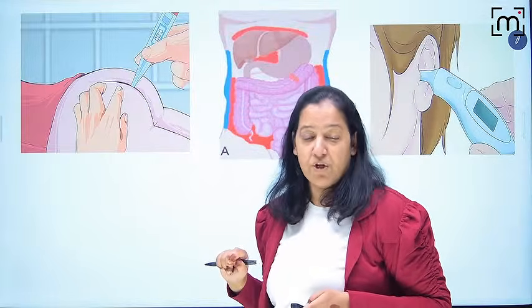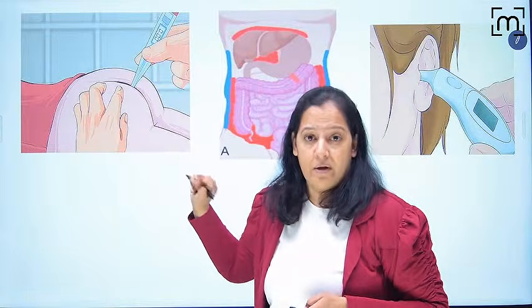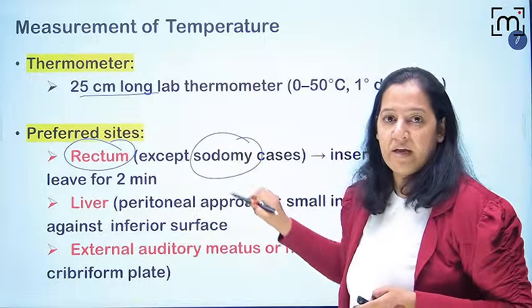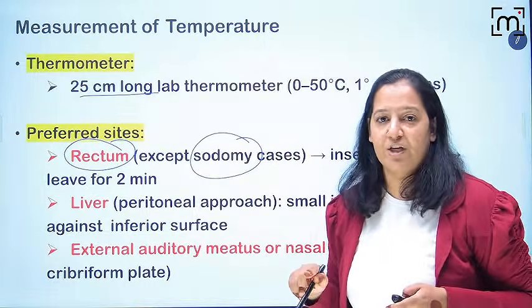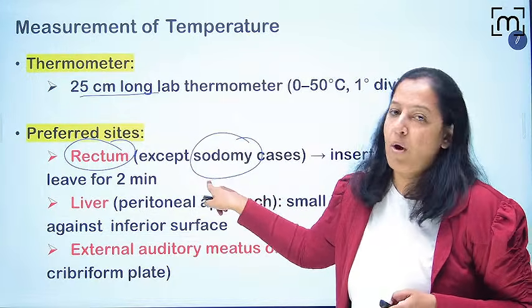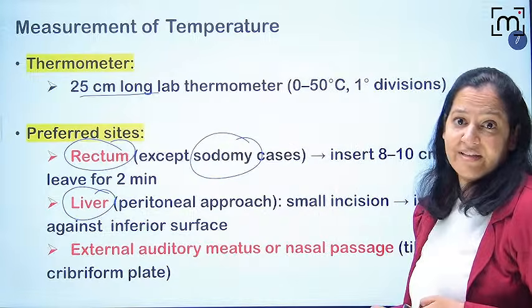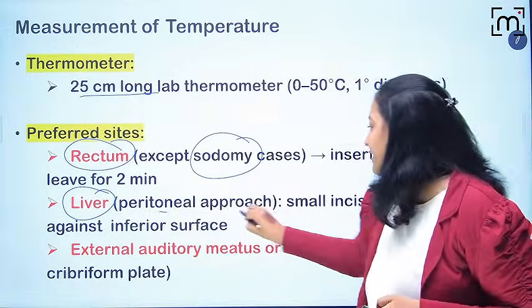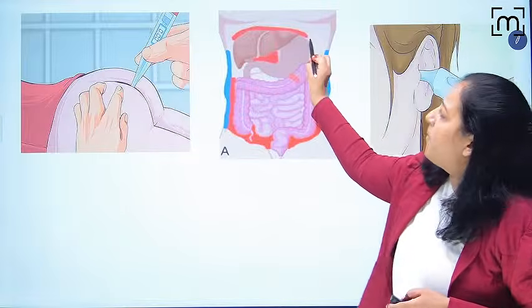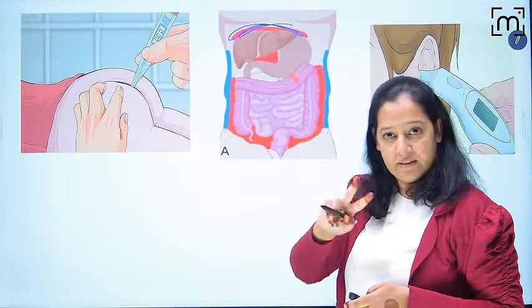We can take the rectal temperature of the dead body to see the actual temperature, because rectal temperature will give the core body temperature, except in case of sodomy. I will teach you sodomy in sexual assault cases. So in case of sodomy, we don't put the rectal thermometer. Otherwise, in all other cases, we can take the rectal temperature, or else we can take the temperature from the liver surface. How to take the temperature from the liver peritoneal surface? A small incision is given over here and the thermometer is inserted to take the temperature from the peritoneal surface of the liver. That is the second way.